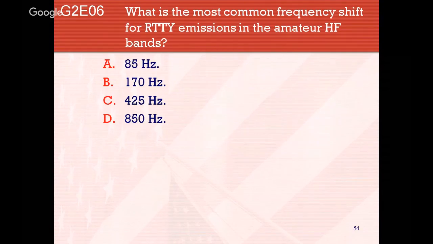What is the most common frequency shift for RTTY emissions in the amateur HF bands? Remember, we talked about that. It has a frequency shift of 170 hertz. B is your answer on that.